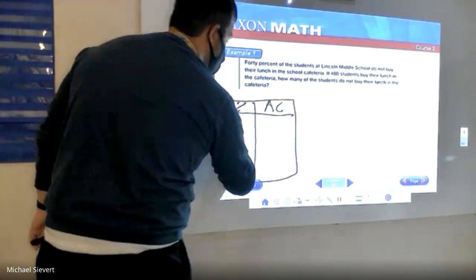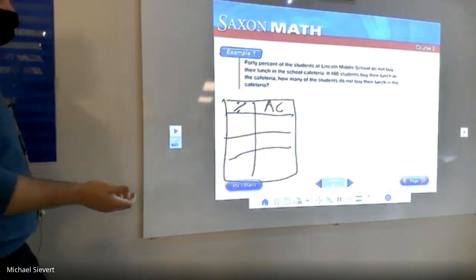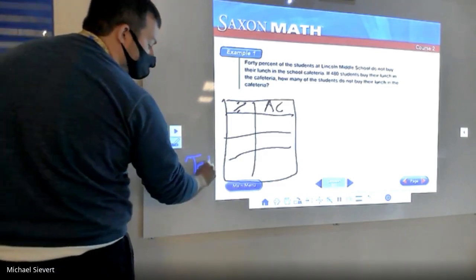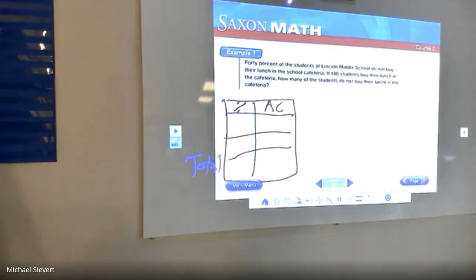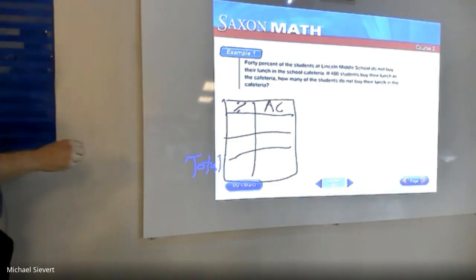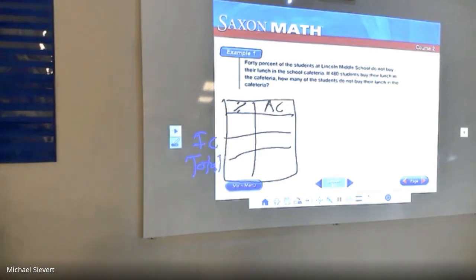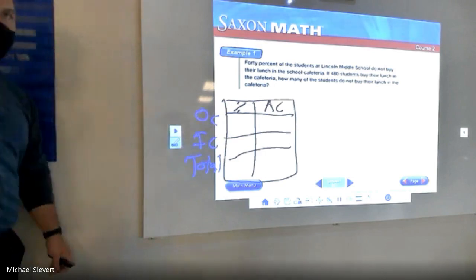Okay? You gotta draw 3 lines. You gotta label this box. The bottom one, very simple. It's always the total. The middle row is going to be, let's say, IC for in cafeteria. So in cafeteria food. And then the top one will be OC for they get their food out of the cafeteria. Make sense?